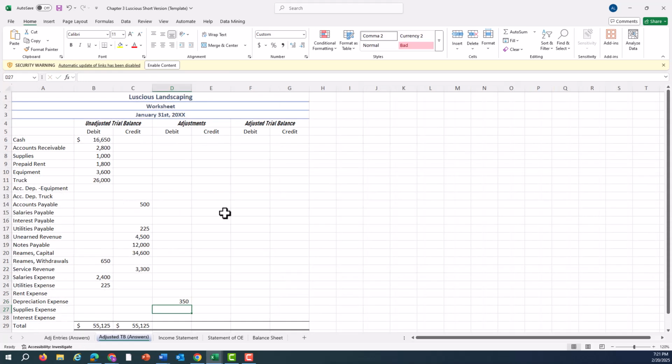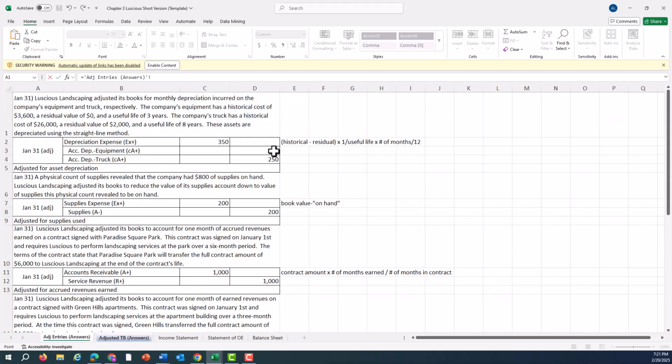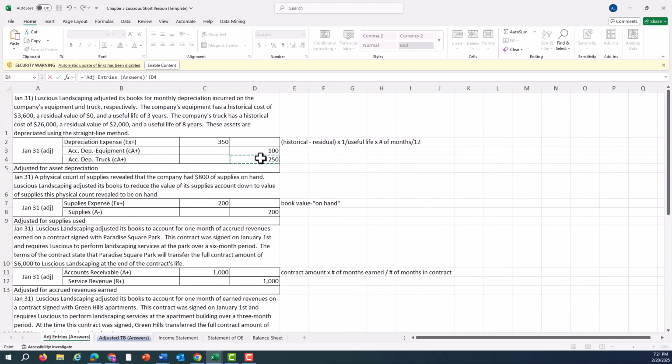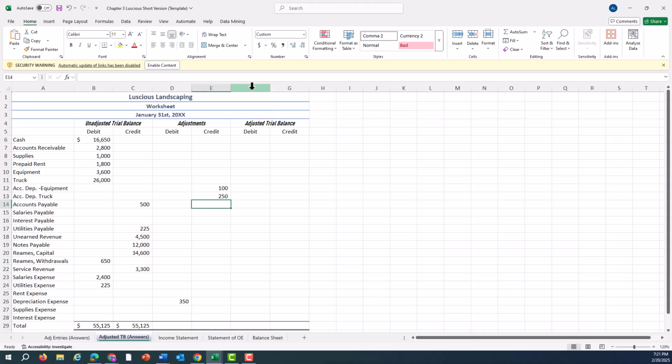For accumulated depreciation of equipment and truck, we have those listed over here. Those were credits in the journal entry, so I want to put them in the credit column. Let's get the accumulated depreciation of equipment brought over, and it was 100. Let's get accumulated depreciation of truck brought over. That was 250. So I just brought those three numbers into my adjustments section.